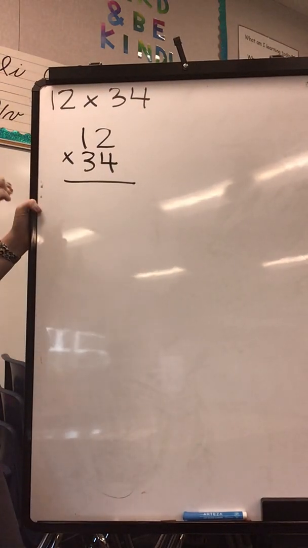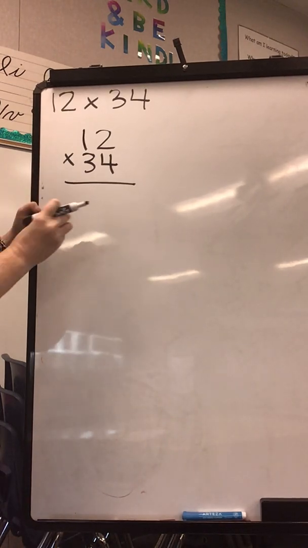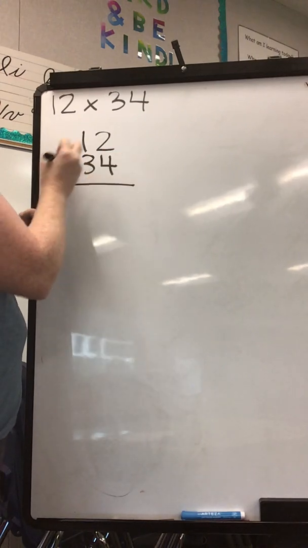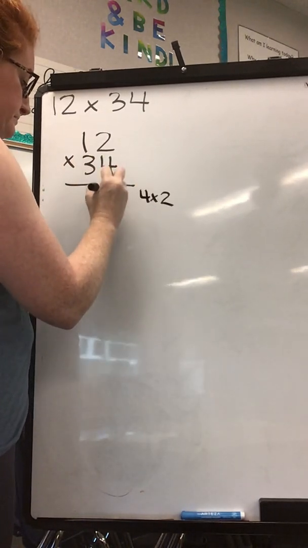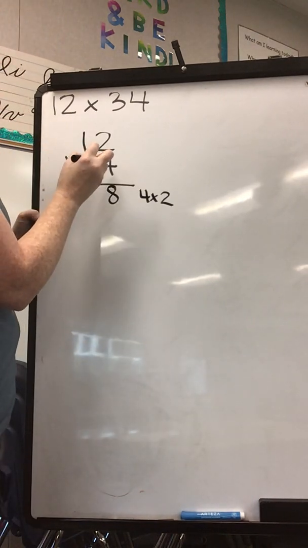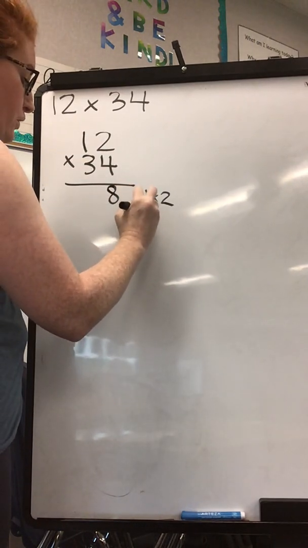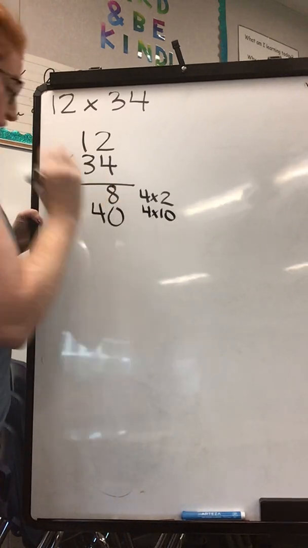2-digit by 2-digit can be a little bit tricky. We just have to remember what we're multiplying at the time. So it's the same thing. I'm going to start with the ones place. 4 times 2 is 8. Then I'm going to multiply the 4 in the ones place by what's in the tens place, which is a 1, so that would be 10. So this technically is 4 times 10, which is 40.